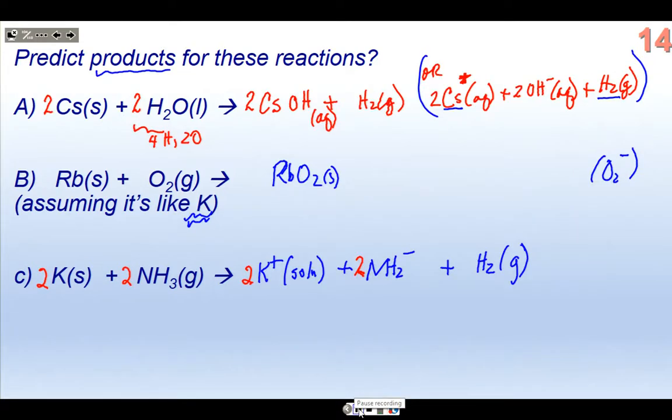Doing this more carefully, this should be noted as in solution, and this would have probably been also in a different form on the ammonia side, but let's not worry about that for now. So it gives you the right idea that hydrogen gas will be evolved from this type of reaction.